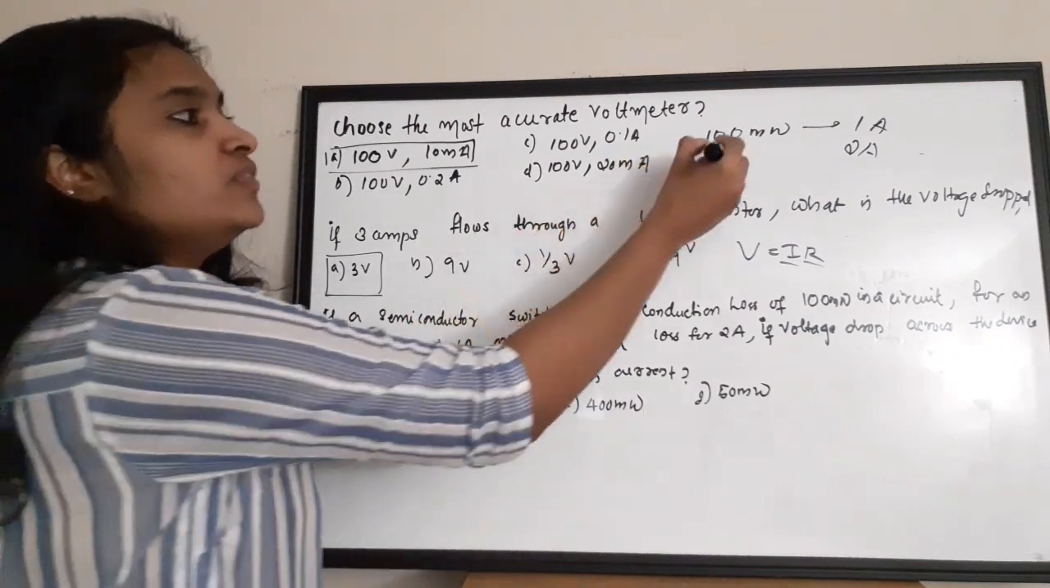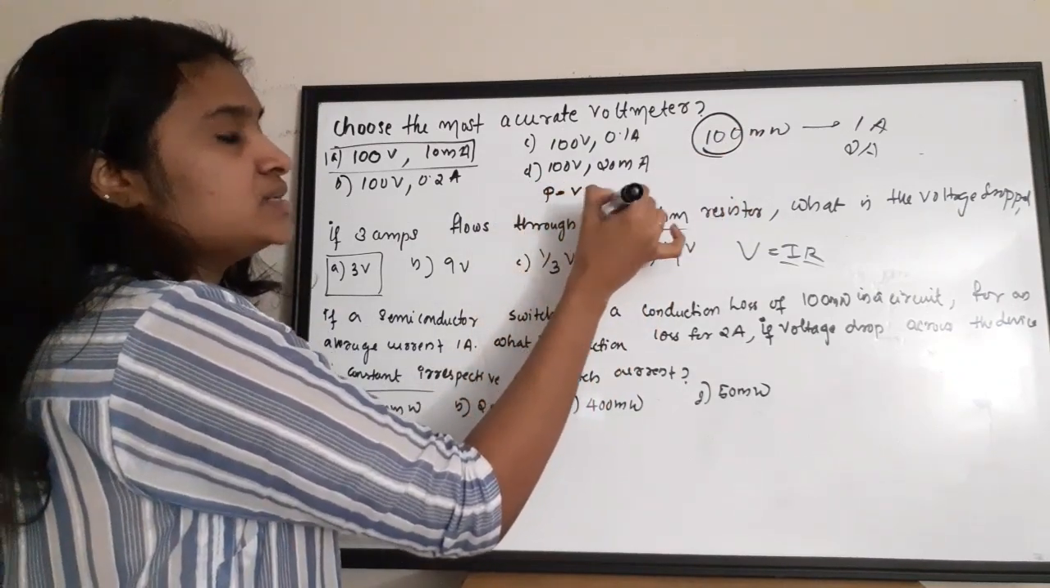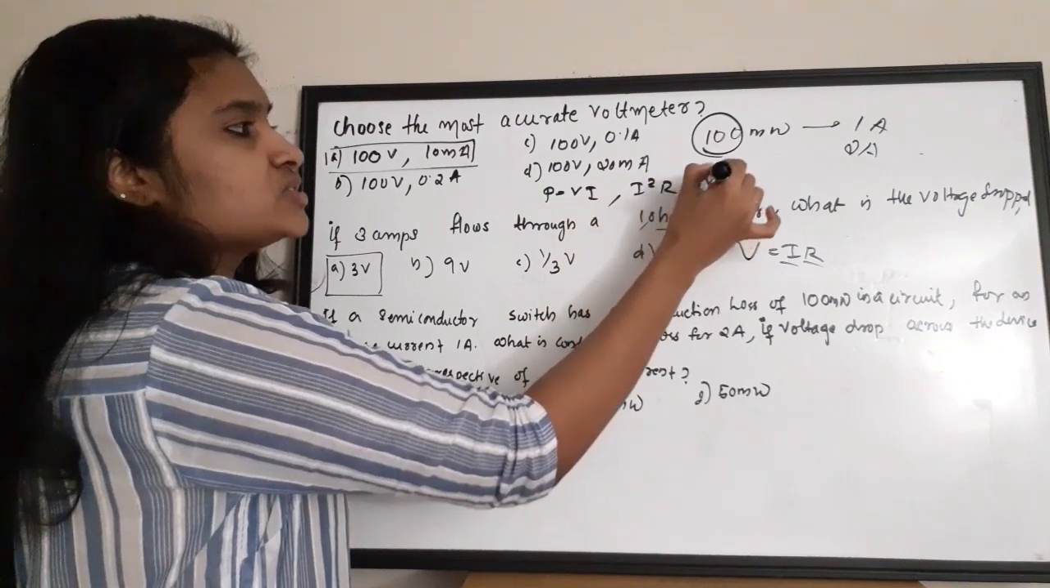Here we can calculate power using various equations: P is equal to V into I, P is equal to I square into R, or V square by R.